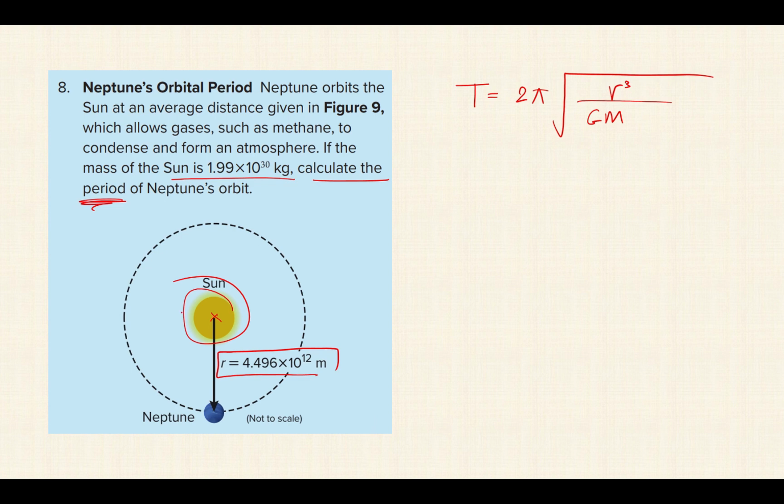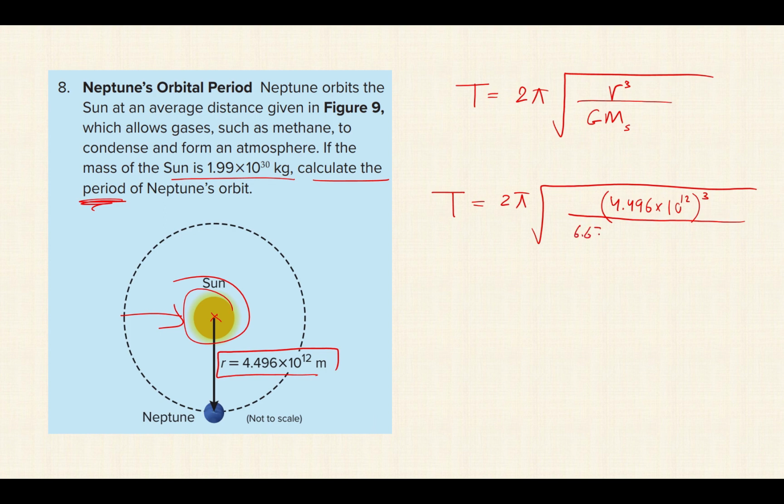So 2 pi, the square root of r cubed over GM. Now, this planet is rotating around the Sun, so I'm going to put MS, the mass of the Sun. It's the mass of the thing that we are rotating around. 2 times pi, the square root. Now r here is given, 4.496 times 10 to the power of 12. We put it between brackets and cube it on the calculator, over 6.67 times 10 to the power of negative 11 times MS, the mass of the Sun, 1.99 times 10 to the power of 30.